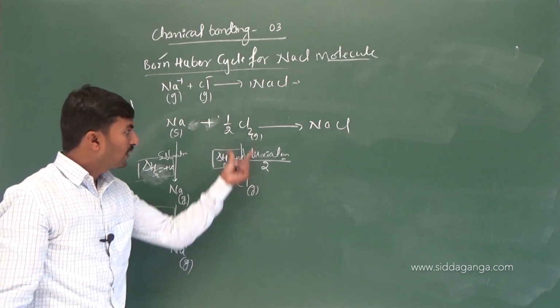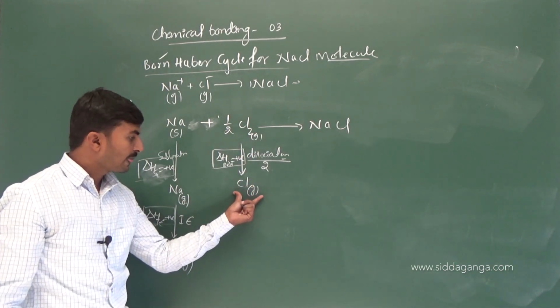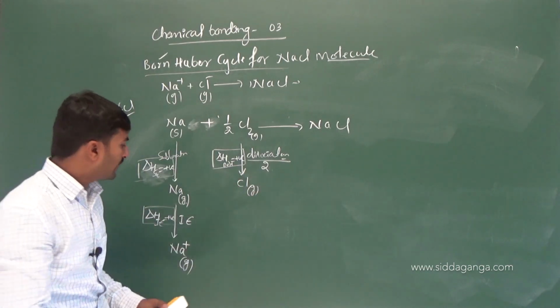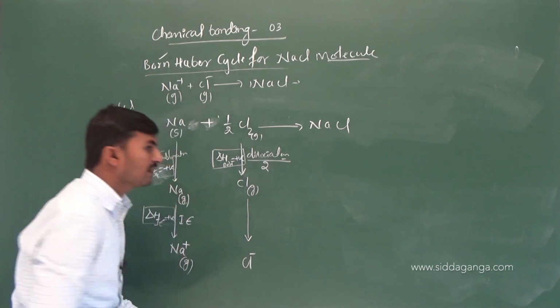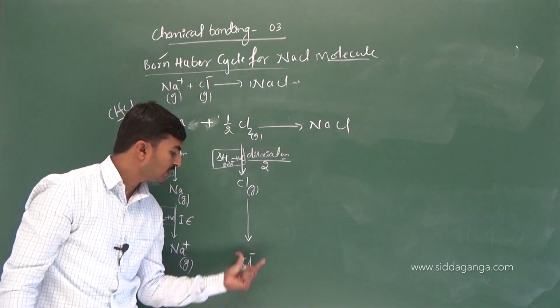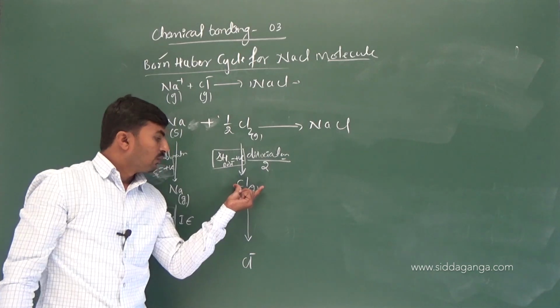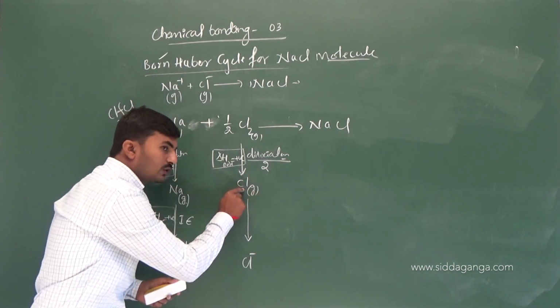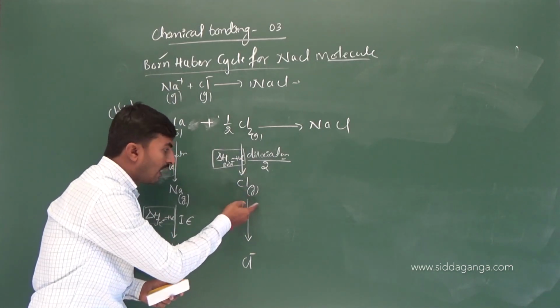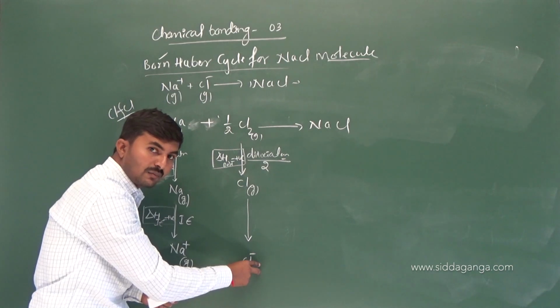Okay, now we had converted this into a gaseous chlorine atom, followed by this chlorine atom being converted into Cl minus. How do we convert this atom into a Cl minus ion? We have to provide one electron to this Cl atom. If we provide one electron into this atom, what happens? After accepting the electron, it will become Cl minus.